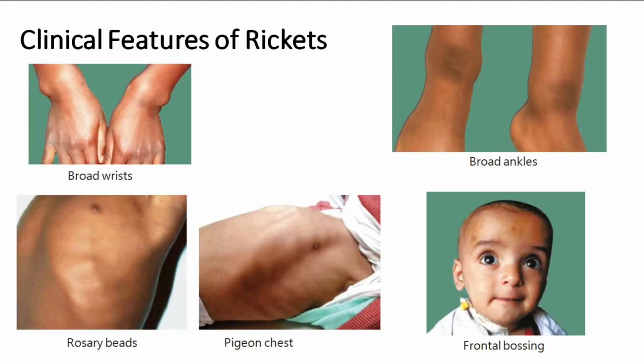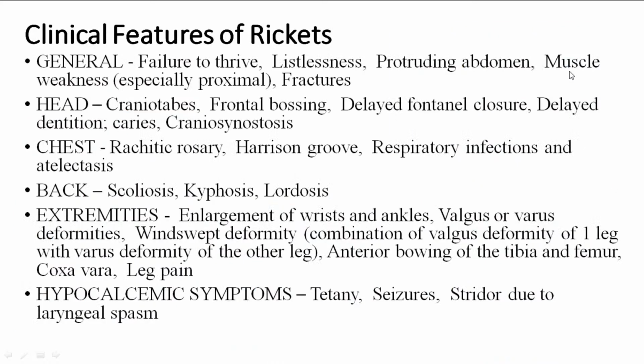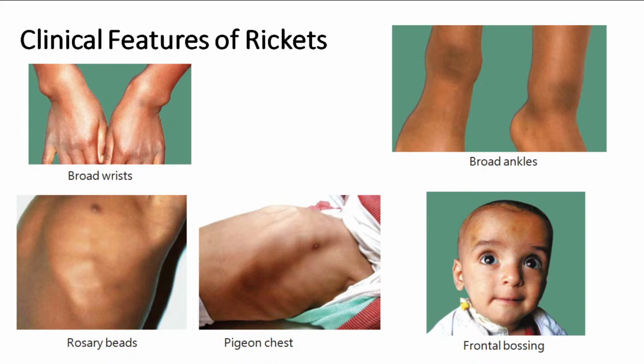Okay, these are the variants. Broad wrists, look at this. Rosary beads, pigeon chest, frontal bossing, broad ankles. It's some variants of the clinical features of rickets. General, head, chest, back, extremities, compensating syndromes. Broad wrist, rosary beads, pigeon chest, frontal bossing, broad ankles.